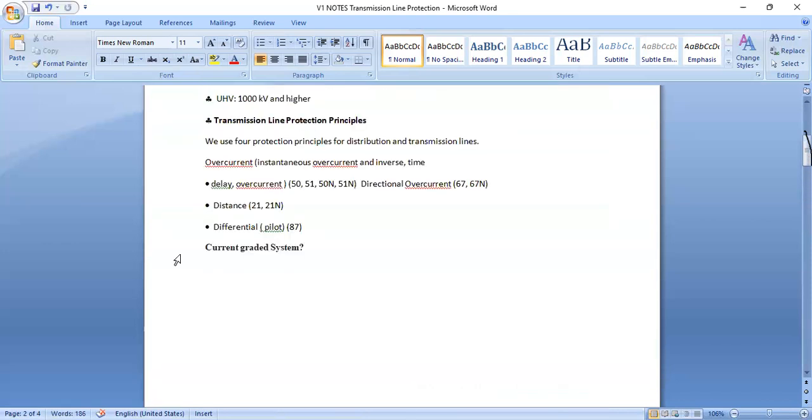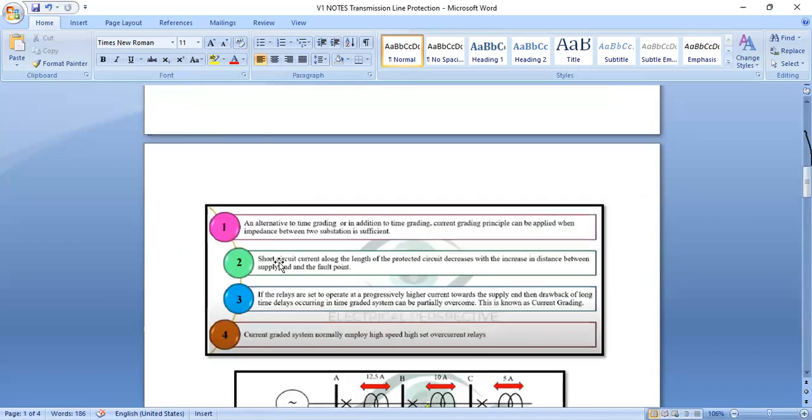First we will see the current graded system. What is the current graded system? It is an alternative to time grading or used in addition to time grading. The current grading principle can be applied when the impedance between the two substations is sufficient. This type of protection is based on current grading. It can be used along with time grading, but if only current grading protection is to be used, the impedance between the two substations should be sufficiently large.